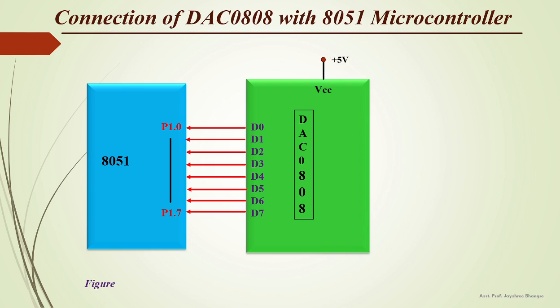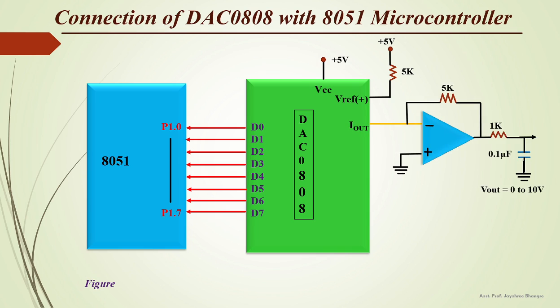Then plus 5 volt supply is given to the pin VCC. Then plus V reference pin of the DAC is connected to plus 5 volt supply through a 5 kilo ohm reference resistor. Then this I out pin is connected to the non-inverting op amp. This is used to convert the current into voltage. So here the output voltage will be available at this pin.